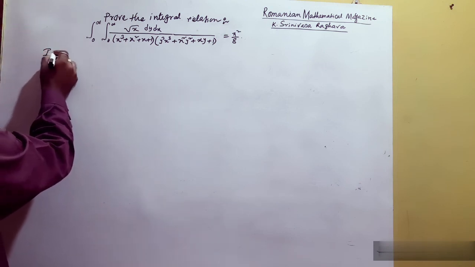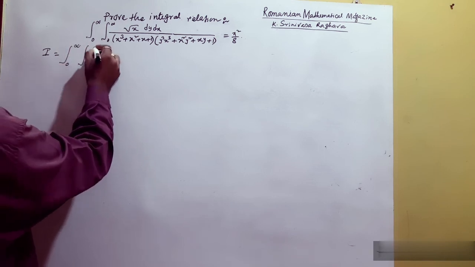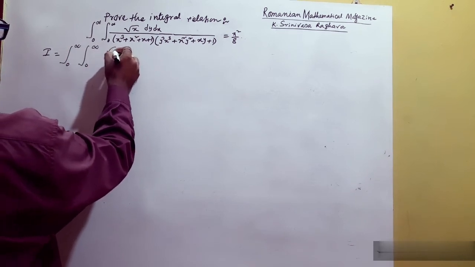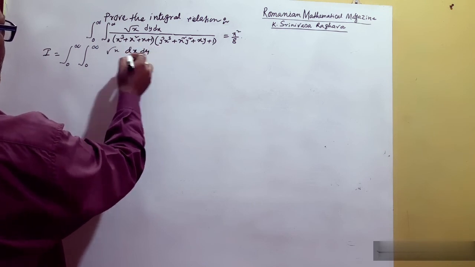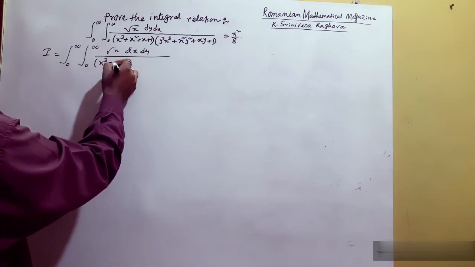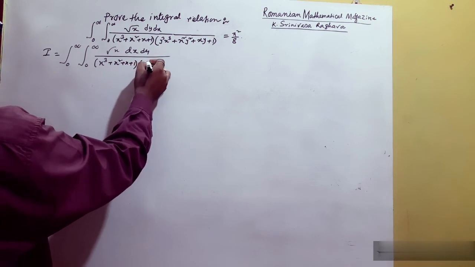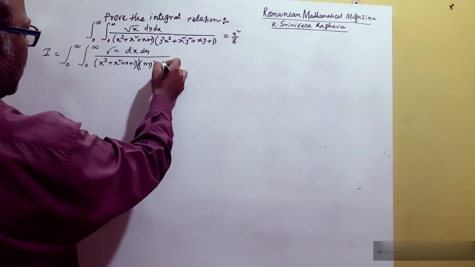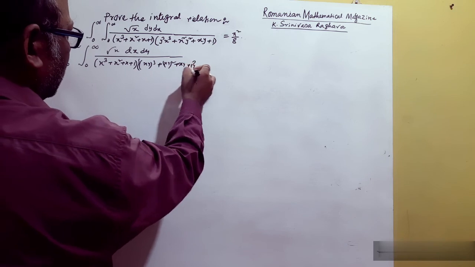Let us assume that this is I. This is 0 to pi by 2, 0 to infinity, root x dx dy, whole divided by x cube, x square, x plus 1, and xy whole cube, and xy whole square, and xy plus 1.